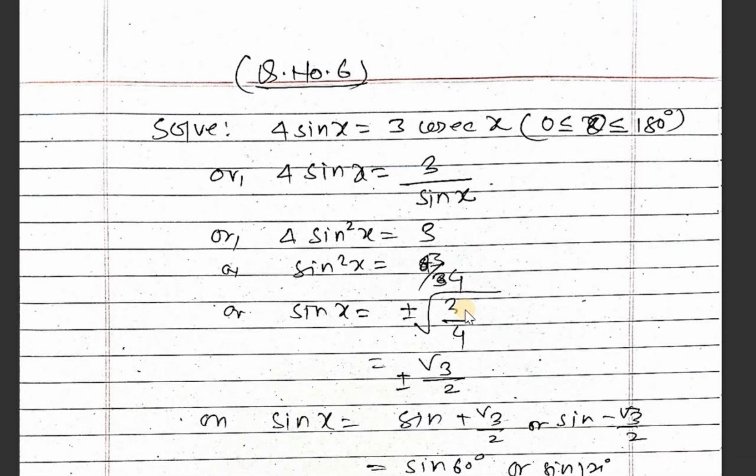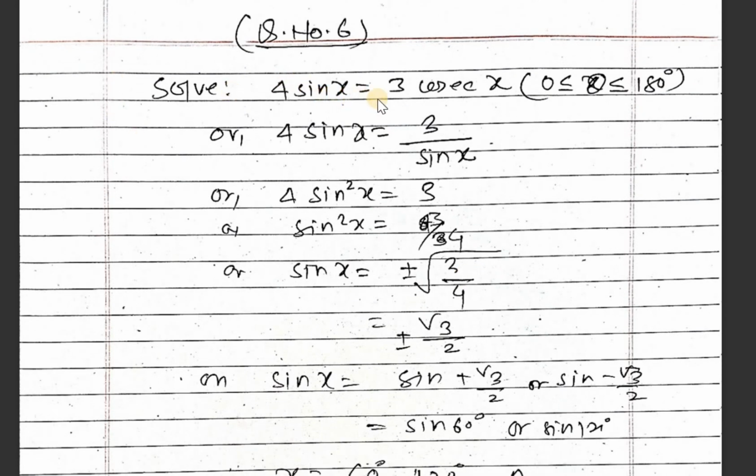And our next problem is, solve 4 sin x = 3 cosec x, where the value of x lies between 0 and 180. 4 sin x = 3 by sin x.